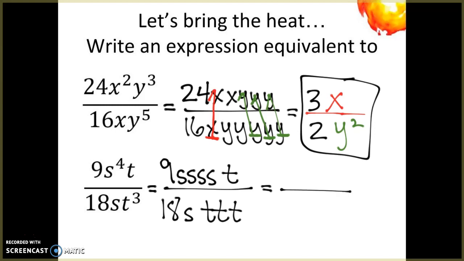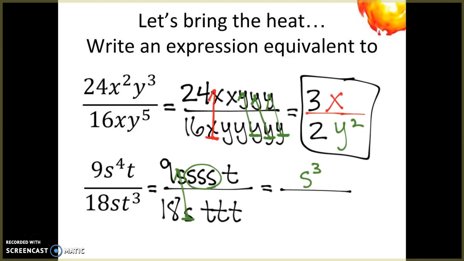So when I look at eliminating some of my variables here, well, I have 4 s's in the numerator. I have a single s in the denominator, so I know that that's going to cancel out one of them. And that's leaving me 3 s's in the numerator. So over here, that's going to be s cubed.